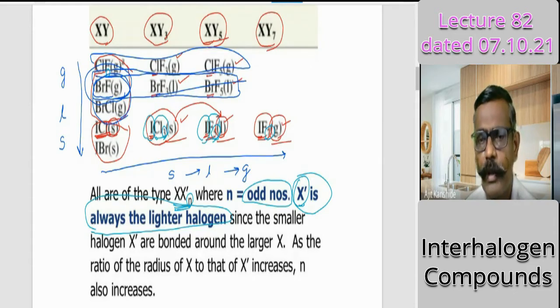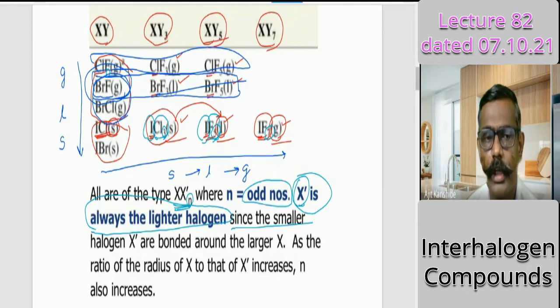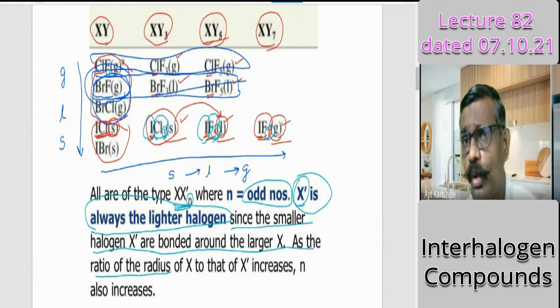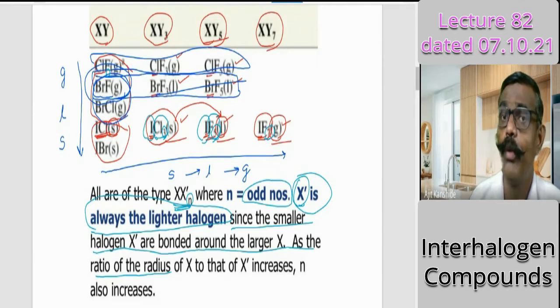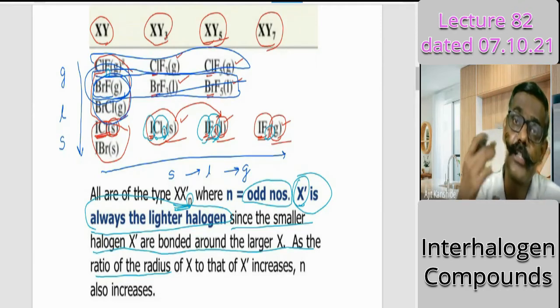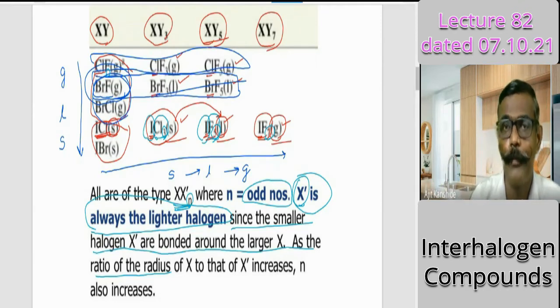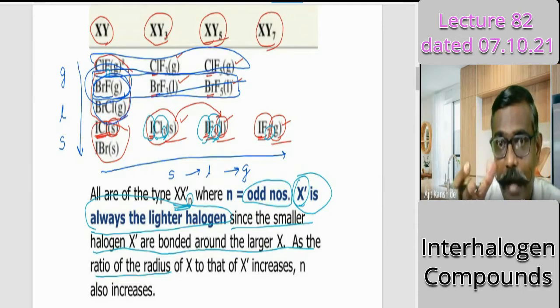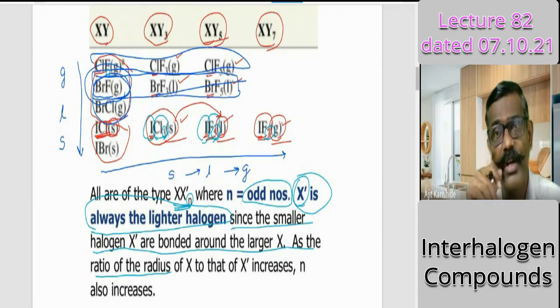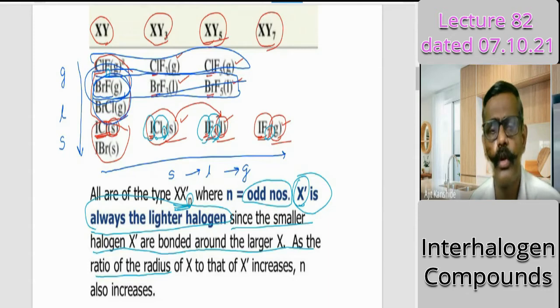Then an explanation is given. Since the smaller halogens, that is X dash, are bonded around the larger X, as per the ratio of the radius, it means the radius ratio rule. Last year you might have studied it. What you come to know is that as the radius ratio increases, the number of peripheral ions surrounding, meaning the coordination number, will increase. That is all it wants to say.